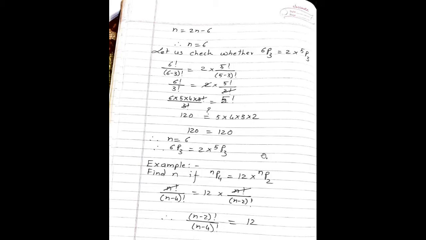Next example. Find n if nP4 is equal to 12 into nP2. So nP4 we can expand with help of formula. We can write it as n factorial upon n minus 4 factorial, which is equal to 12 into n factorial upon n minus 2 factorial. So n factorial from left hand side, n factorial from right hand side, we can cancel directly. So if you rearrange the terms, we are getting n minus 2 factorial, we can take it in the numerator. So n minus 2 factorial divided by n minus 4 factorial is equal to 12.